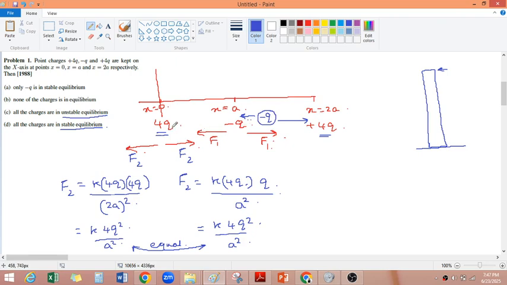Let's try this one. Suppose I push this a little to this side. I can push it on either side. I push it a little this way, or maybe on the other side. Suppose I push this 4Q on this side: this and this attraction will increase, and this and this repulsion will be there, but the repulsion will also increase accordingly, I think. So maybe this might come back to its original position.